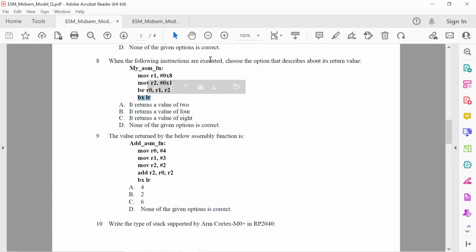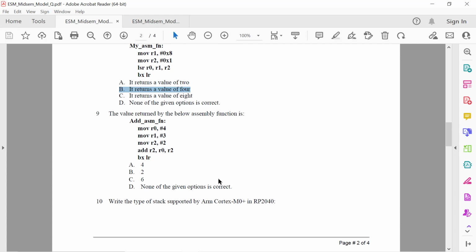So when the following instructions are executed, choose the option that describes its return value. So what is going to be returned? What is there in R0 will be returned. So out of these options, 4 is the right option, right? Because 8 is shifted right by 1 bit, which will become 4, 100. So B is the right option here. I hope this is clear to you.